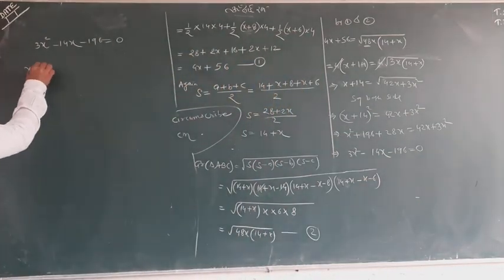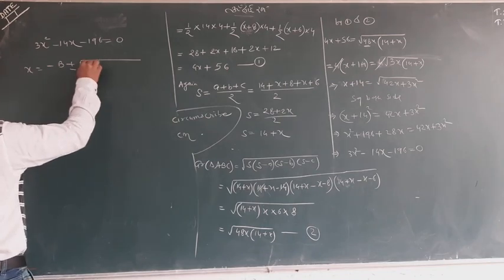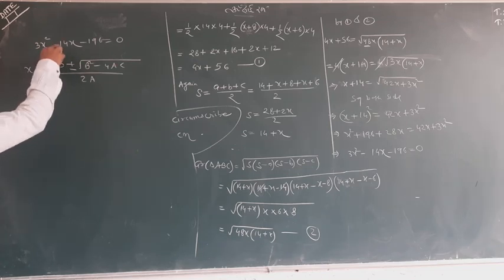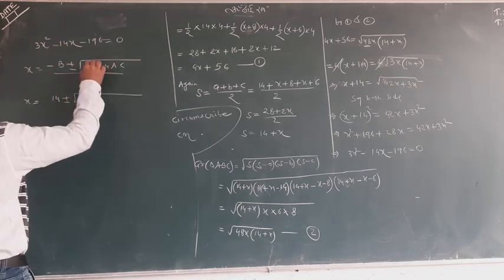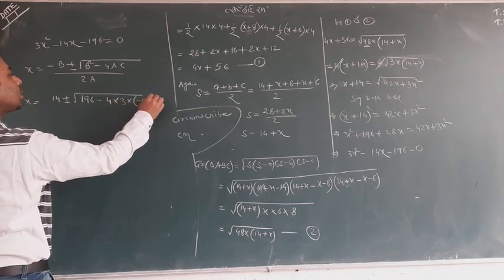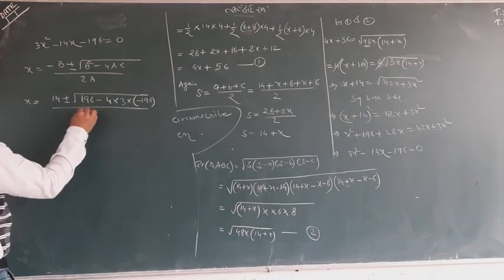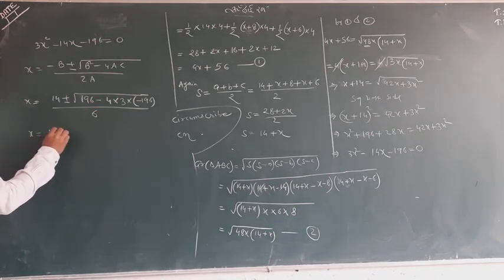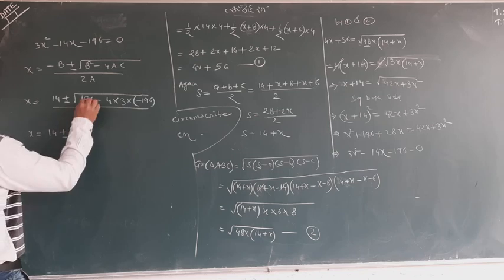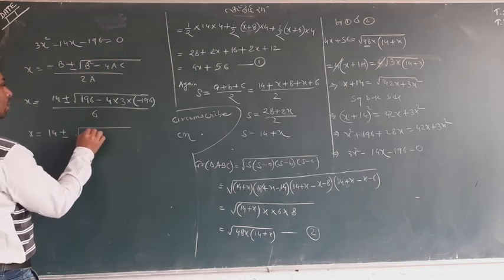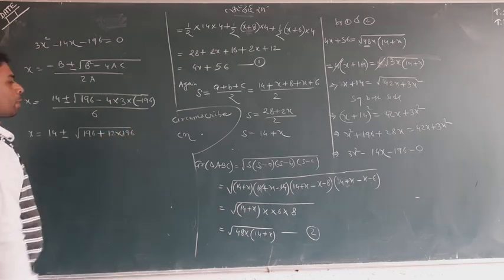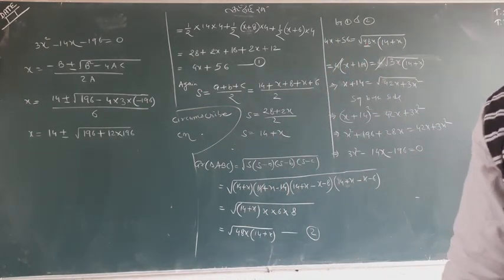Now let's use the formula method. Minus b plus minus, you remember this? b square minus 4ac upon 2a. Now use it. Minus b meaning 14. b square meaning minus 14 square. 4 into a into minus 196, upon 2 a, 2 threes is 6. x is equal to 14 plus minus, this is 196. Fourth is a 12. 196 upon 6. Somewhere I think I made a mistake. Let me check it out.